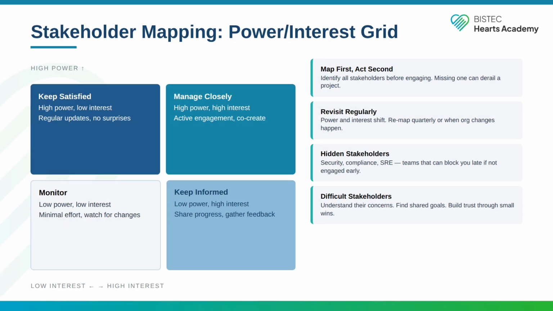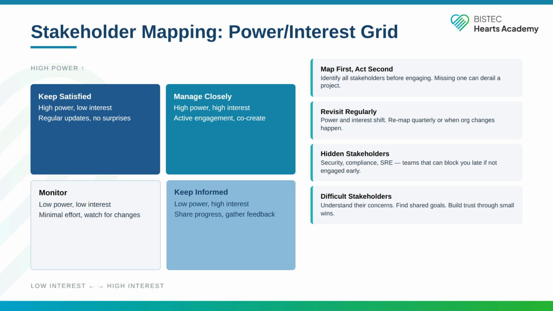The power interest grid is your most practical tool for stakeholder management. It maps stakeholders along 2 dimensions: how much power they have over your project and how interested they are in it. This gives you 4 quadrants, each with a different engagement strategy.